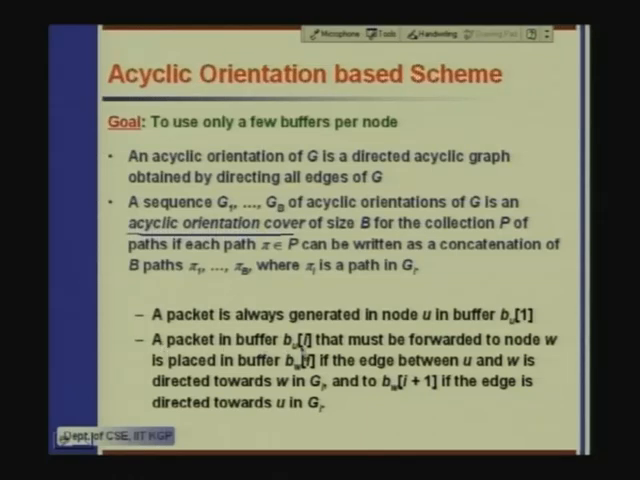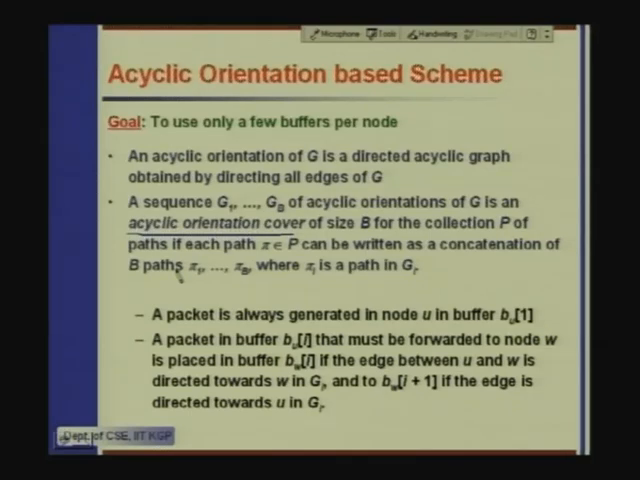A packet in buffer BUi that must be forwarded to node W is placed in buffer BWi if the edge between U and W is directed towards W in Gi, and to BW(i+1) if the edge is directed towards U in Gi. Now, what does this mean? What is the acyclic orientation cover?